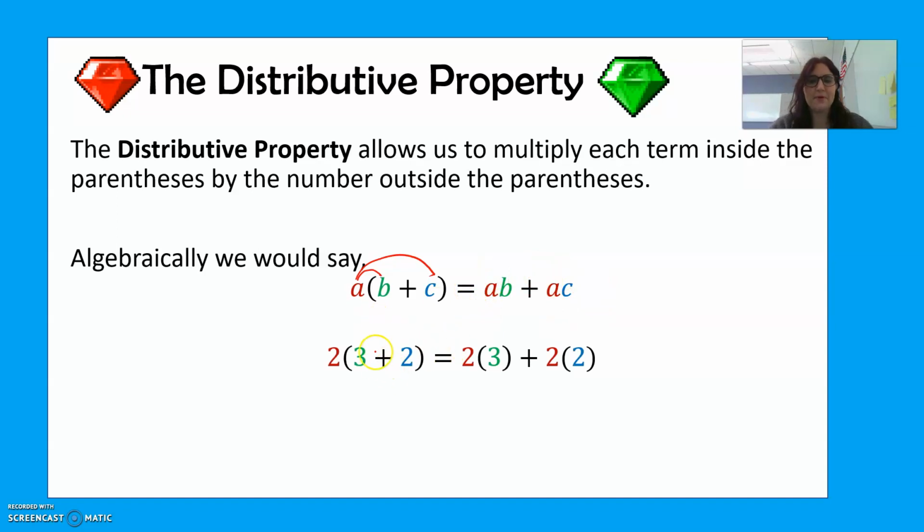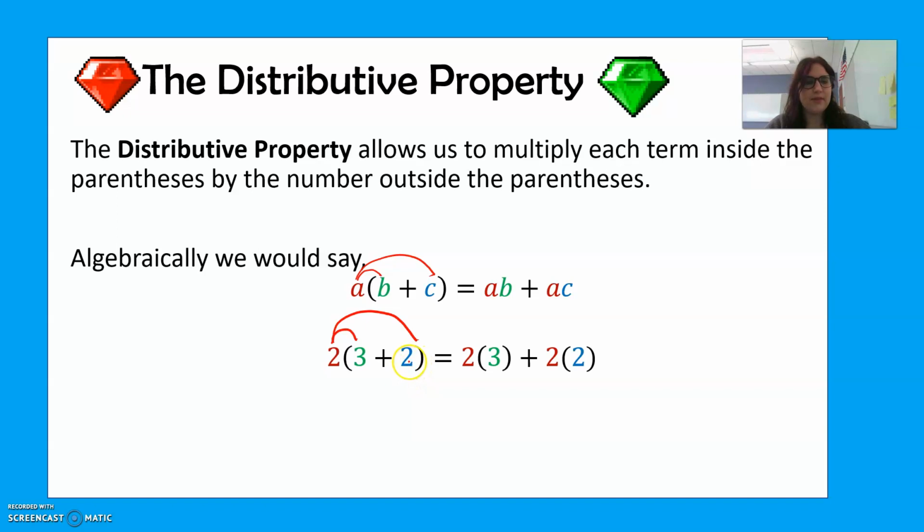Let's look at this example with some numbers. So 2 times (3 plus 2) equals 2 times 3. So I distributed this here. Plus, I have a plus sign, 2 times 2.